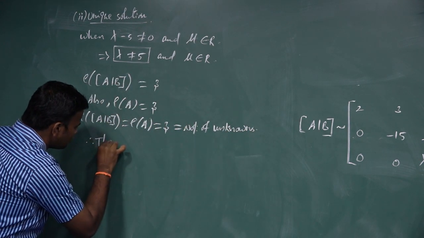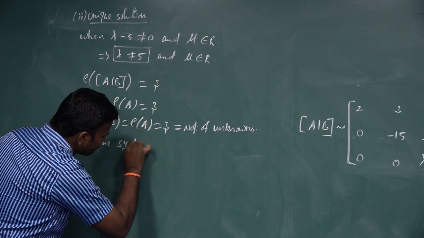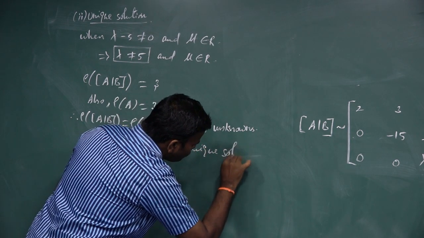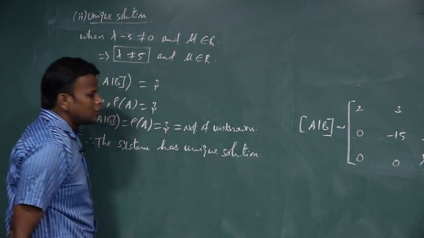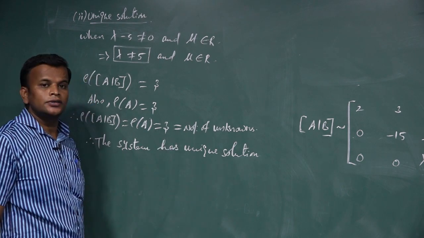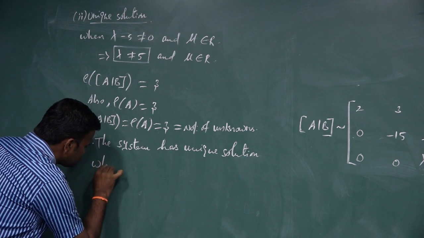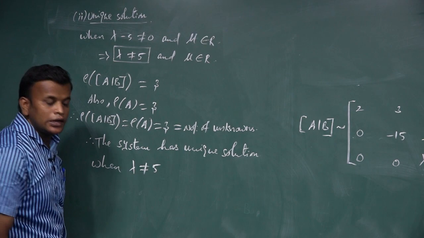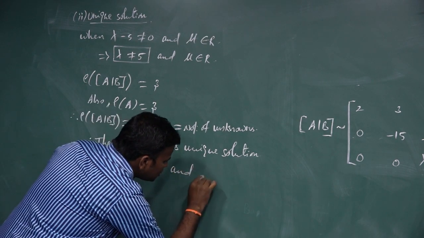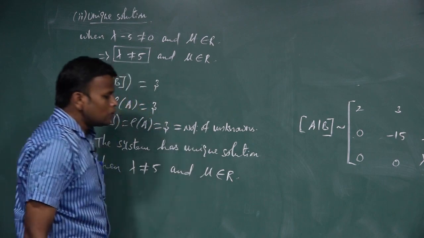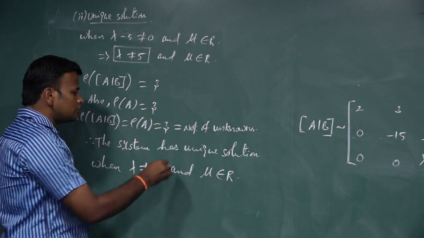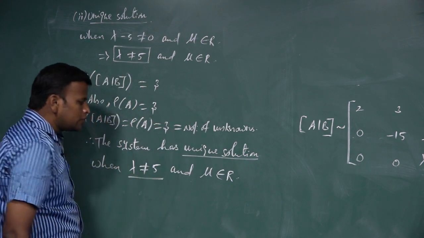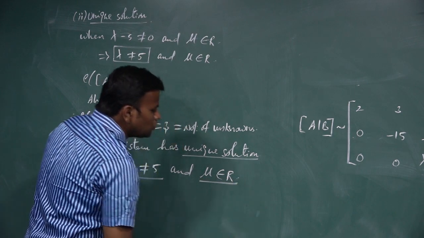Therefore, the system has a unique solution. When is it possible? When the value of lambda is not equal to 5 and the value of nu may be any real number. Therefore the system has a unique solution whenever lambda is not equal to 5 and nu belongs to R.